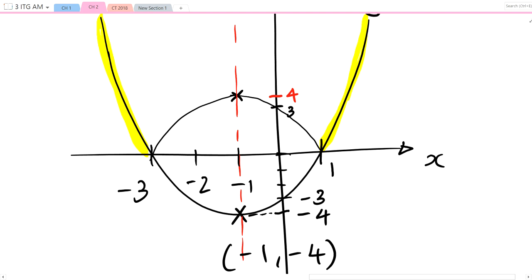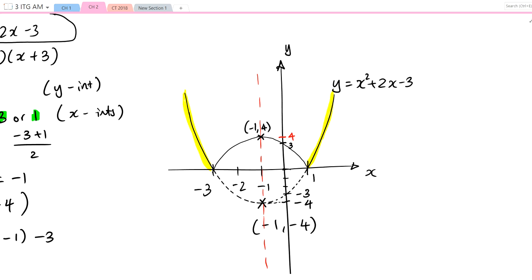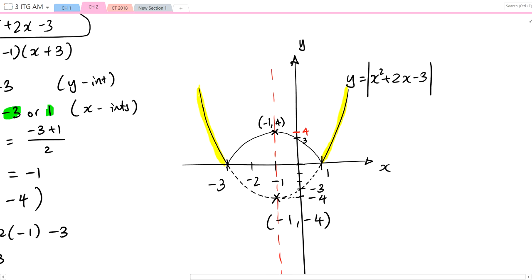Let us label the turning point. This time it is -1, 4. And I've got my new y-intercept. I'm going to erase whatever is below the x-axis. And now I can include the modulus sign. And this over here is my graph of y equals to modulus x squared plus 2x minus 3.